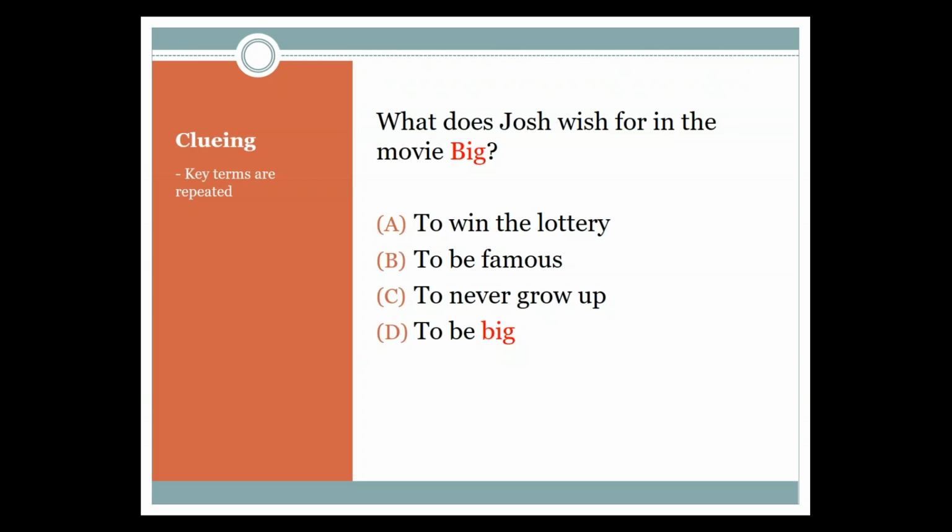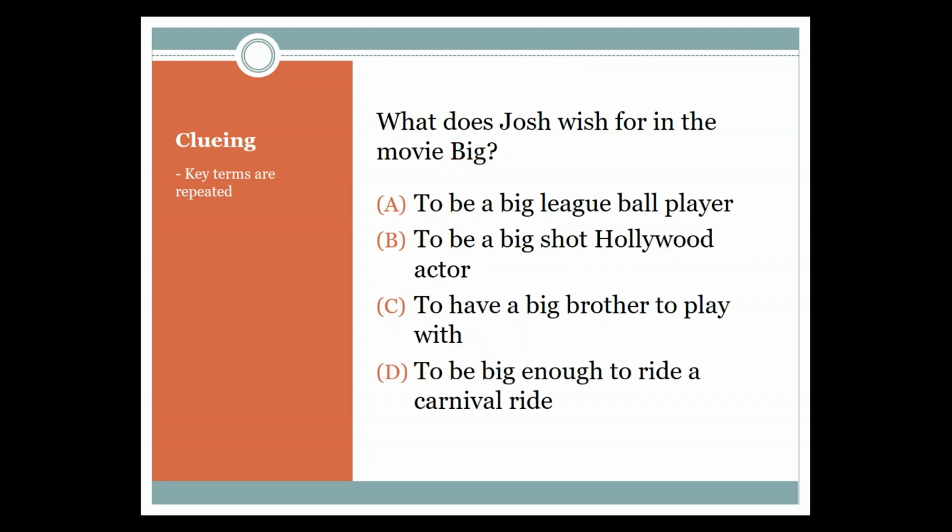So cluing. Cluing is when key terms are repeated in the stem and in the answer. This is the number one thing that candidates who take test prep courses are told to look for when they don't know an answer, is to look for key terms that are repeated. So the example given here: what does Josh wish for in the movie Big? Should be no surprise that it's to be big. Those key terms are repeated. Sometimes we get into a spot where you can't avoid repeating those key terms, so use them multiple times.